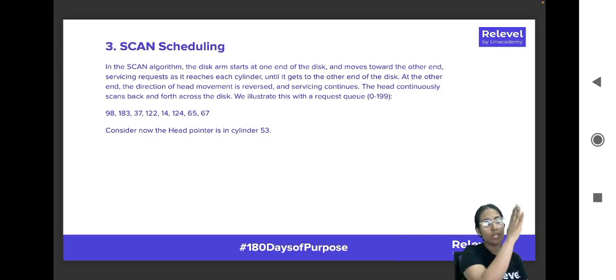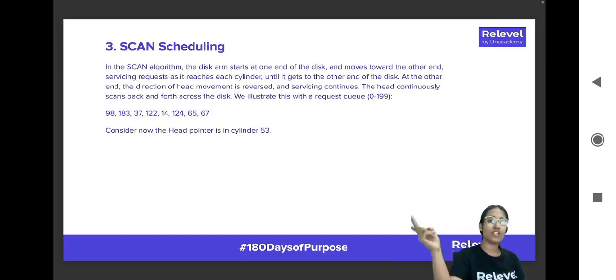So let's say you keep processing requests and you reach the end. Then you will go back again. Your direction will be reversed. So if you were going here, now you will start going here. And the head continuously moves back and forth like this across the disk. Let's take an example and that will give you all the clarity that you require.